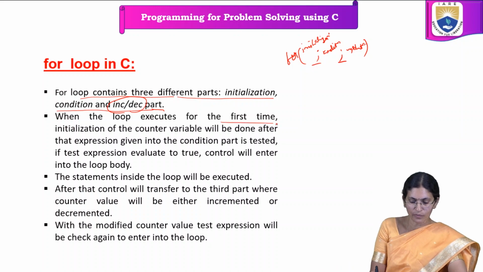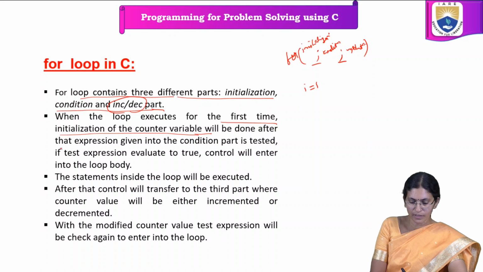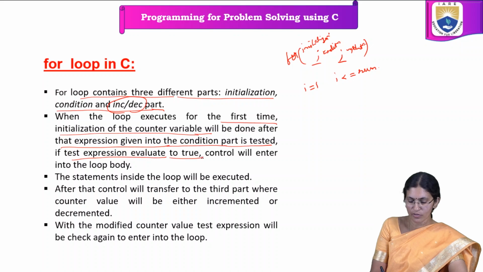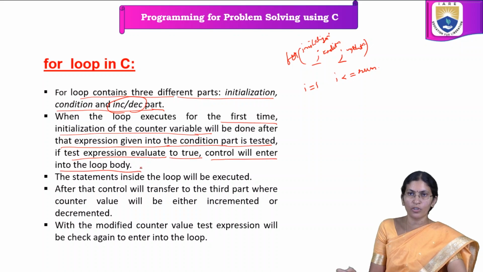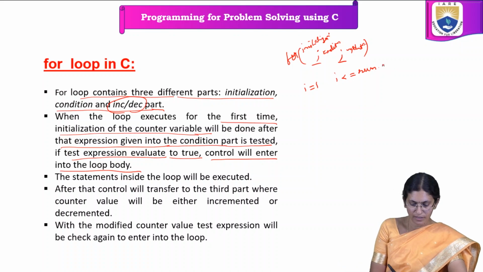When the loop executes for the first time, initialization of the counter variable is done. So we have used the counter variable I. So I will be initialized. After that, the expression given in the conditional part is tested. So in the conditional part, we have given the condition I less than or equal to num. So if the expression evaluates to true, control will enter into the body of the loop. So inside the body of the loop, we have given the printf statement, that is printing the value of I. So statements inside the loop will be executed.